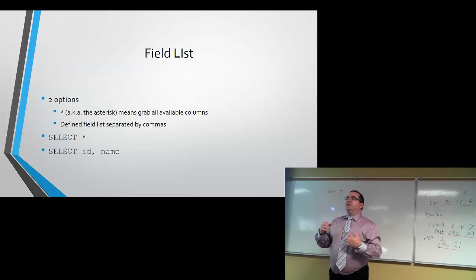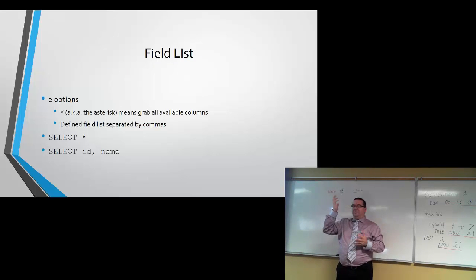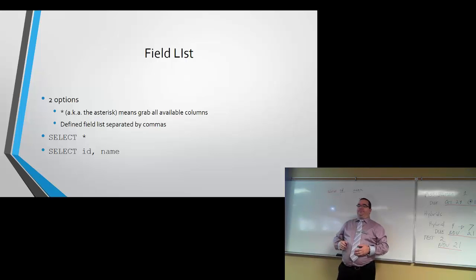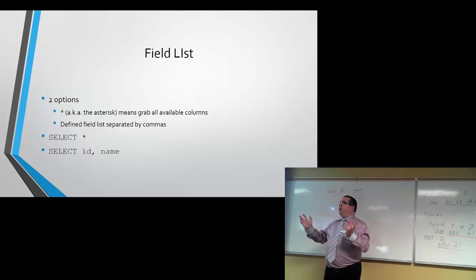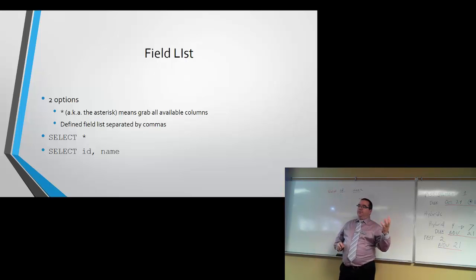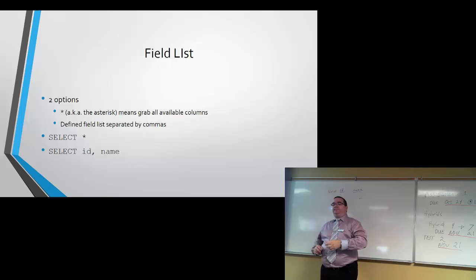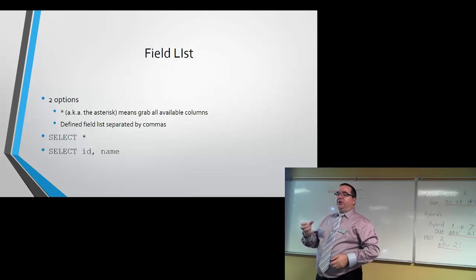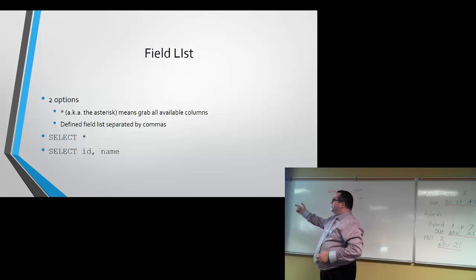Okay, the field list has 2 options, essentially. It's hard to see, but there's an asterisk on there. Select star. It says, grab all available columns from the table or table list. If you're retrieving from more than 1 table, it'll grab the columns for every table. Or you can retrieve a defined list separated by commas. Select star or select ID comma name.